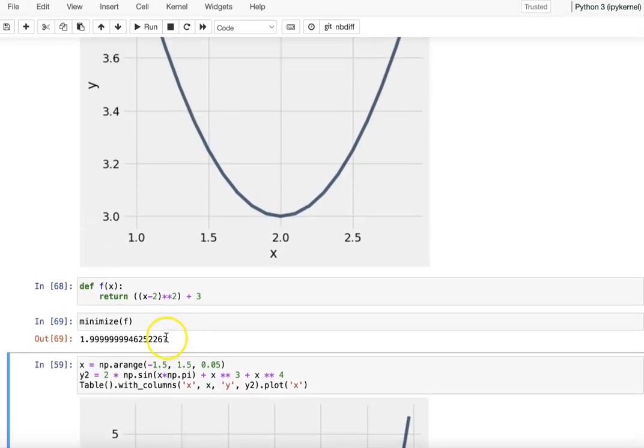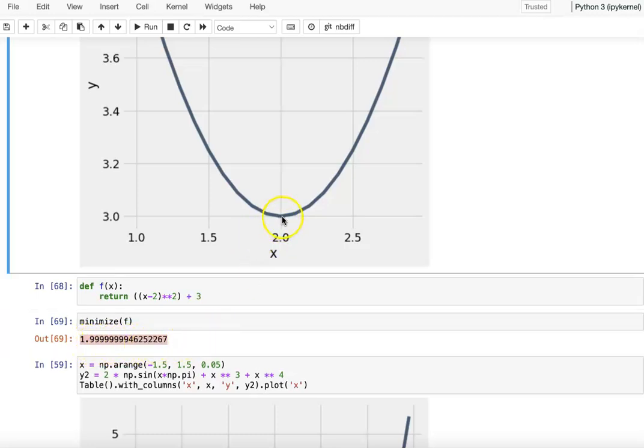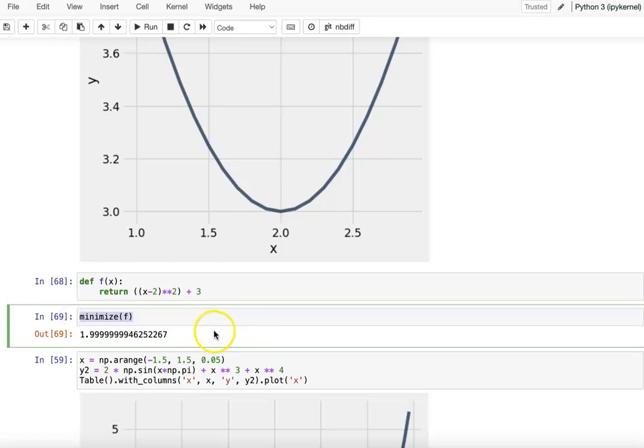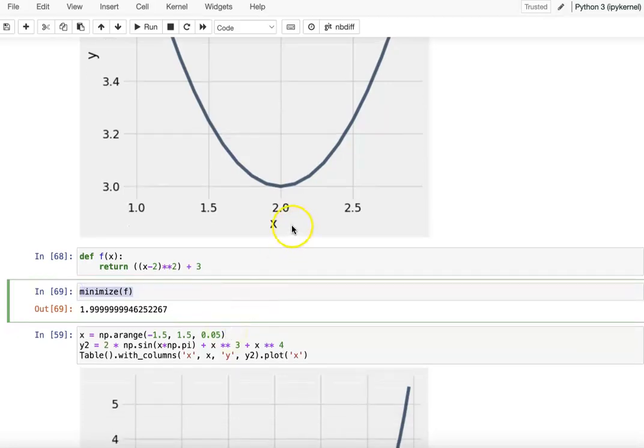Here you will see they only give you one return value. This return value is the input to the function you passed in, so actually it's x. So x equal to 1.999, almost 2, right? This is where the minimum value happens. Okay, so that's the minimize function in Python.